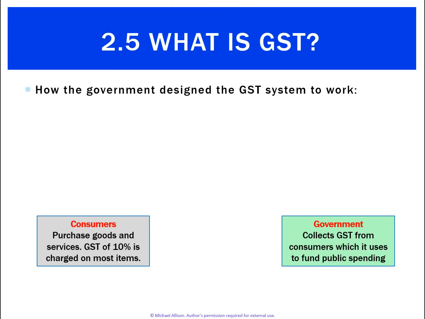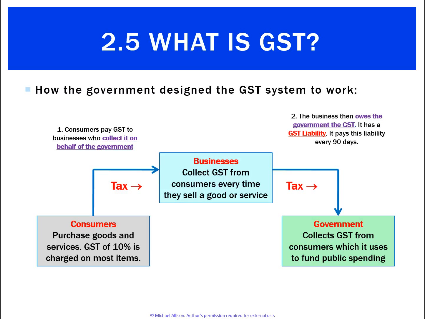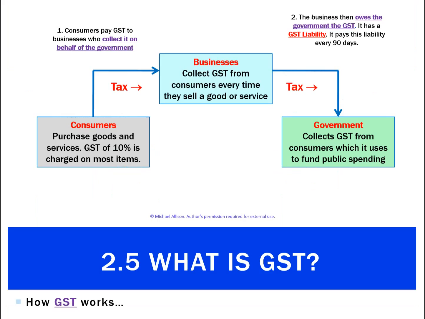How the government designed the GST system to work was, rather than the consumer giving the 30 cents directly to the government, which would be impractical, the government requires the consumer to give the 30 cents tax to the business, and then after 90 days the business gives the tax to the government. So you can see for a period the business is going to hold on to money in the form of GST that it doesn't actually legally own, and it will be the government's money. So therefore this is going to be a liability.